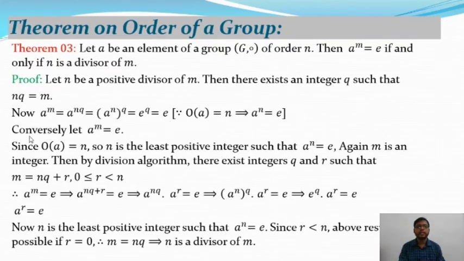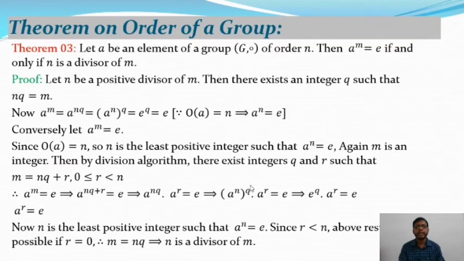And conversely, let a to the power m be equal to e. From this we will prove that n is a divisor of m. Since the order of a is equal to n, and this is given, the order of an element a of a group G is n. So n is the least positive integer such that a to the power n is equal to e, the definition of the order of an element. Again, m is an integer.